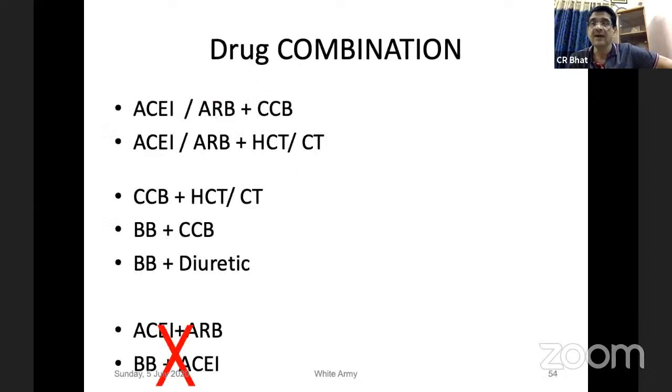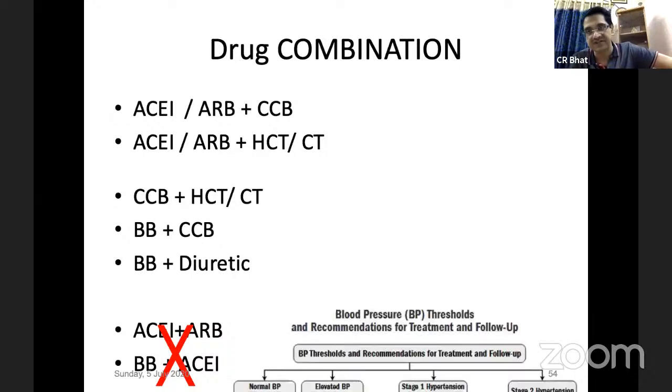Okay. Now, we may have to use a combination of drugs. The combination which should not be used is ACE inhibitor and ARB together because they work on the same axis. Beta blocker and ACE inhibitor should not be used because of the potential hyperkalemia and complications. Other combinations are ACE inhibitors or ARBs combined with a calcium channel blocker, which has a potentiating action, or with diuretics like hydrochlorothiazide or chlorthalidone. These are very good combinations. Similarly, beta blocker and calcium channel blocker are also commonly used combinations.